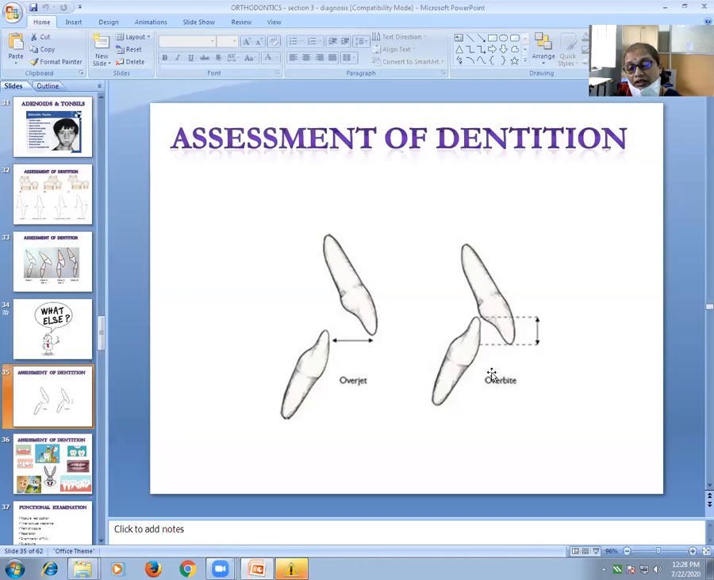Likewise, for overbite, you will have to measure the bite. How much part of lower incisors is covered by the upper incisors? If the tip of the lower incisor is impinging on the upper palatal area, it is a complete deep bite, 100% deep bite. If only one third of the lower incisor is covered by the upper incisors, or if the upper incisors are covering till the middle third, like that, you will have to assess the overbite and overjet. You will have to note it down.